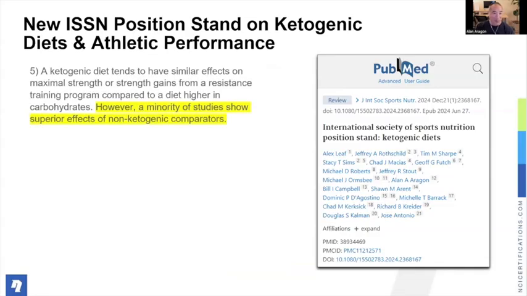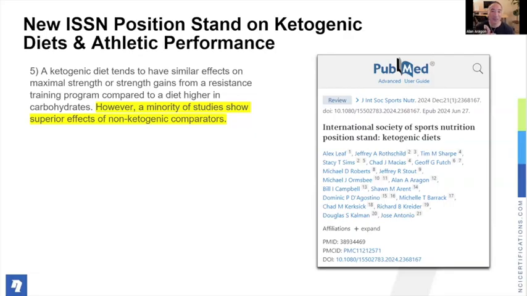All right, the next position statement: a ketogenic diet tends to have similar effects on maximal strength or strength gains from a resistance training program compared to a diet higher in carbohydrates. So this is an interesting point. Unlike the endurance literature, which shows a more consistent disadvantage to the ketogenic diet, the literature examining maximal strength or strength gains is a little bit more forgiving towards the keto diet.